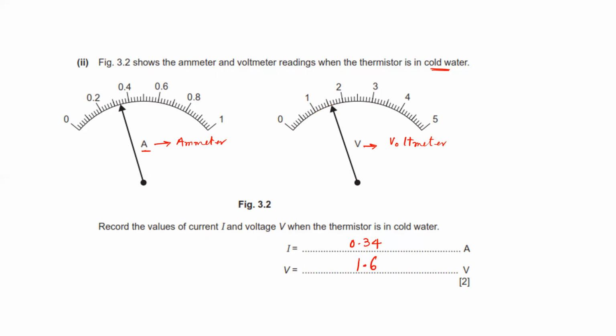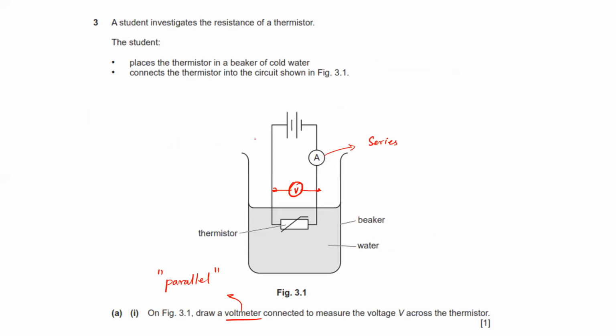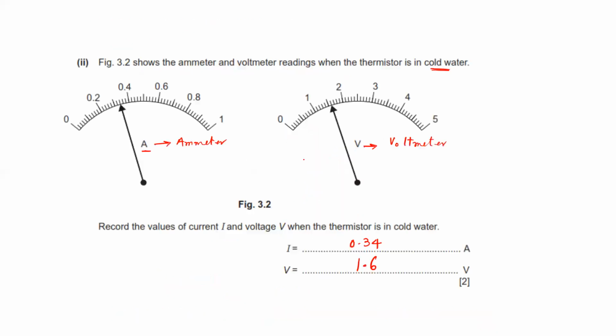Okay. Next part B. The student adds some hot water to the beaker, stirs the water, and repeats the reading of current and voltage. So in the beaker with this thermistor, the student pours in more hot water, and the temperature will rise. It means that the thermistor is a temperature dependent resistor. As the temperature rises, the resistance will change, and the voltage and the current will change. Okay. So remember this.